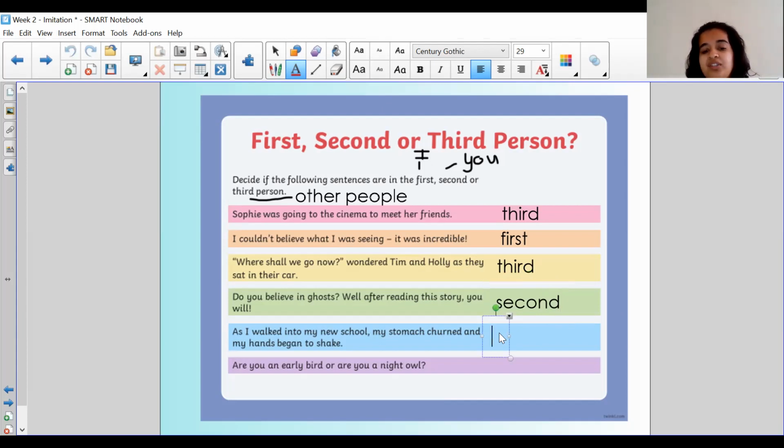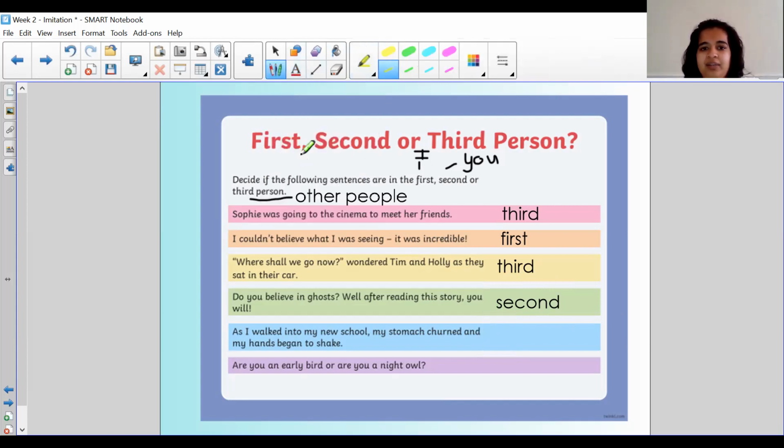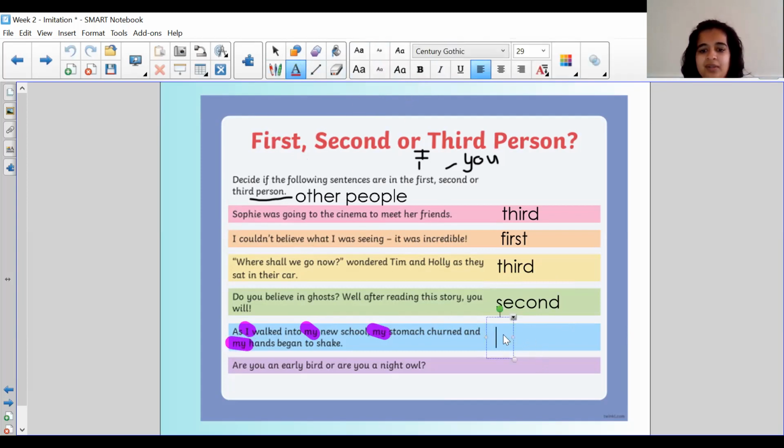As I walked into my new school, my stomach churned and my hands began to shake. Okay, talking a lot about myself over here. Let me get that highlighter out. One of our steps to success was to look at all those personal pronouns. So I, my, all about me. So it is first person. And finally, asking the reader, are you an early bird or are you a night owl? Okay, should be second person.